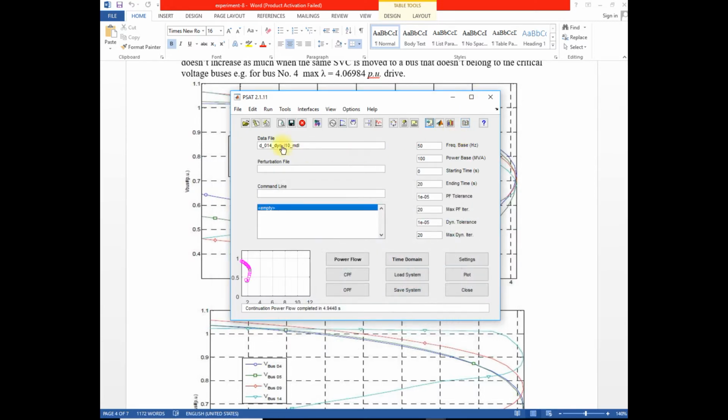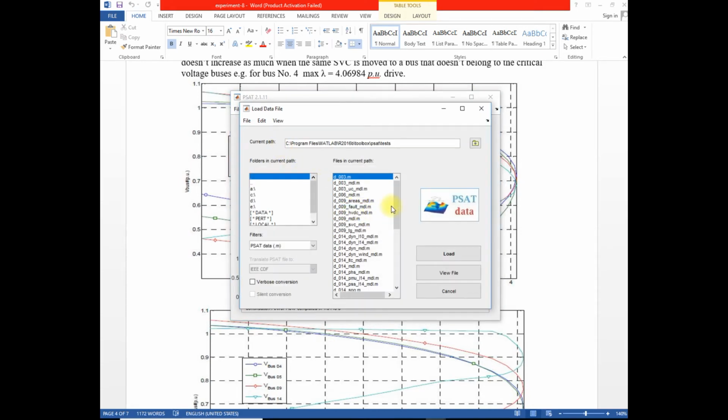Let's see the model file of the IEEE 14 bus system with STATCOM, which is also available inbuilt in this PSAT software. You can see the d014 STATCOM model. This model connects the STATCOM at bus number 14, and it increases the voltage profile as well as the loading limit of the transmission line which is connected with bus number 14.